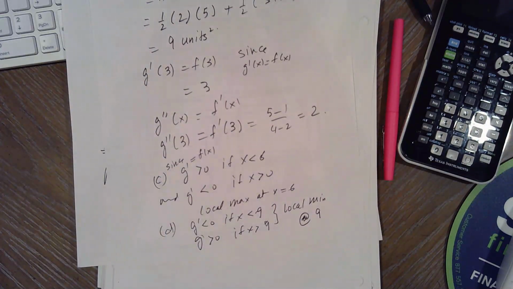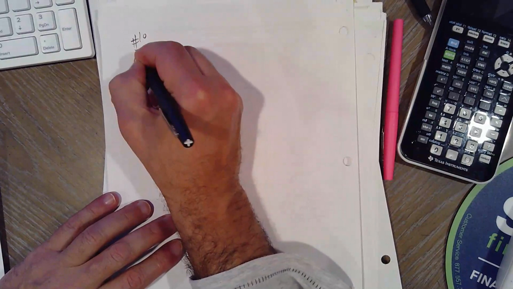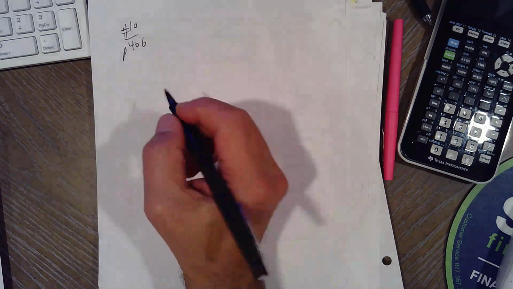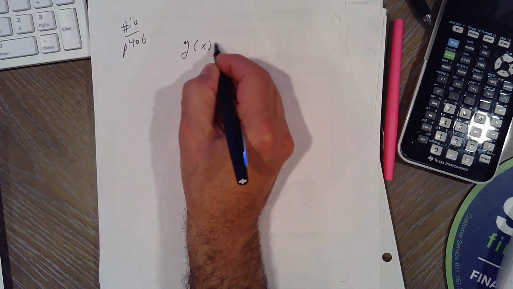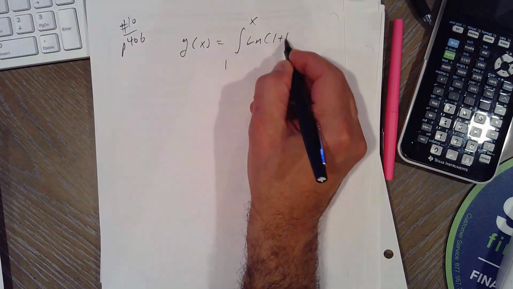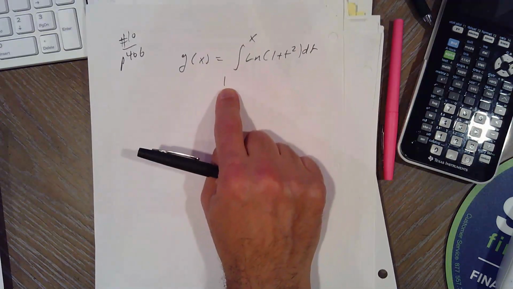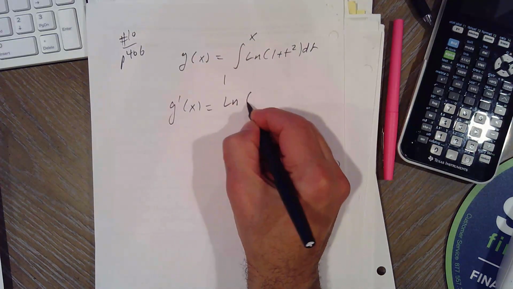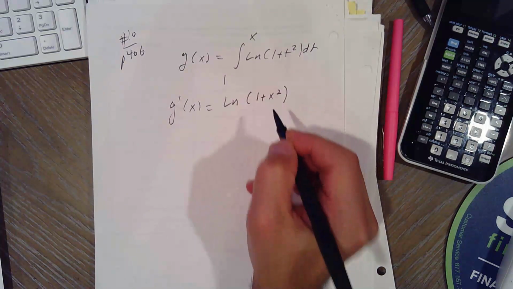Okay, number 10, page 406. It says, use part 1 of the fundamental theorem of calculus to find the derivative of the function. So g of x equals the integral from 1 to x of ln of 1 plus t squared dt. Since the lower limit is constant and the upper limit is x, g prime of x is going to be ln of 1 plus x squared.